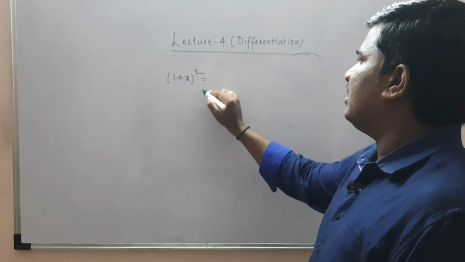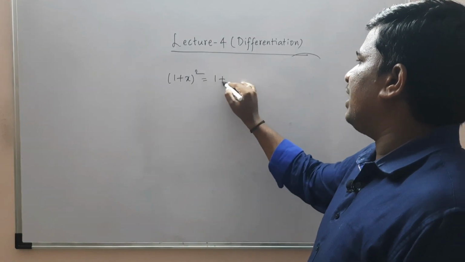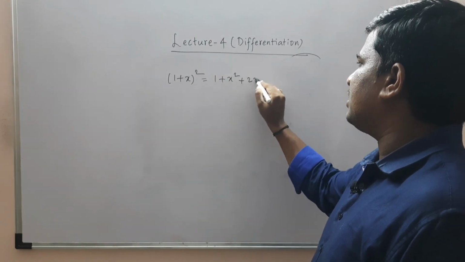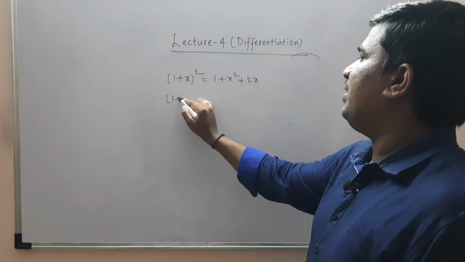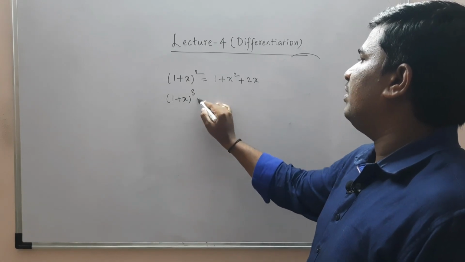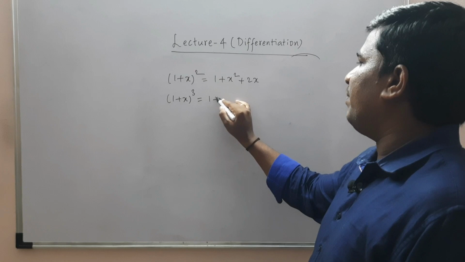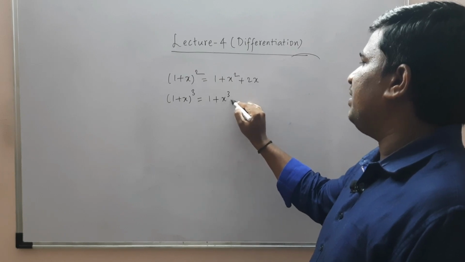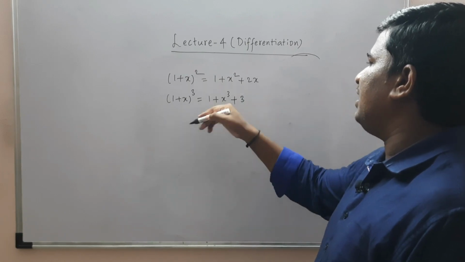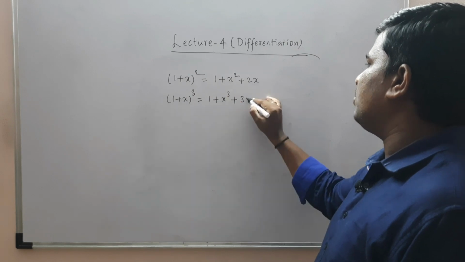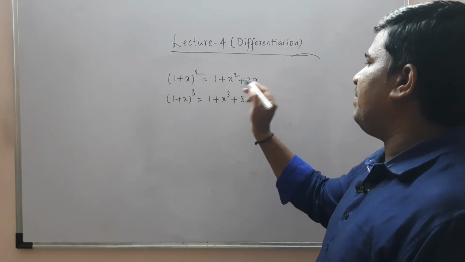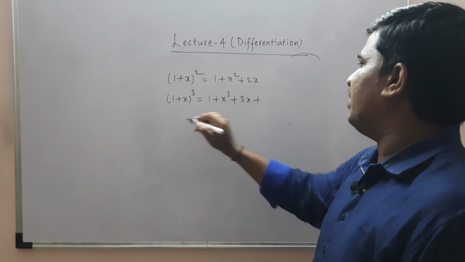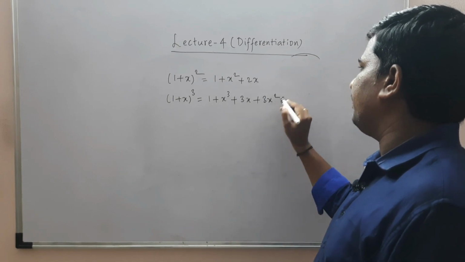So this is in the form of a plus b whole square. You will write obviously 1 plus x square plus 2x, and even let me take 1 plus x whole cube. So this is going to be 1 plus a cube plus b cube plus 3a square b, so 3x plus 3ab square, so 3x square.